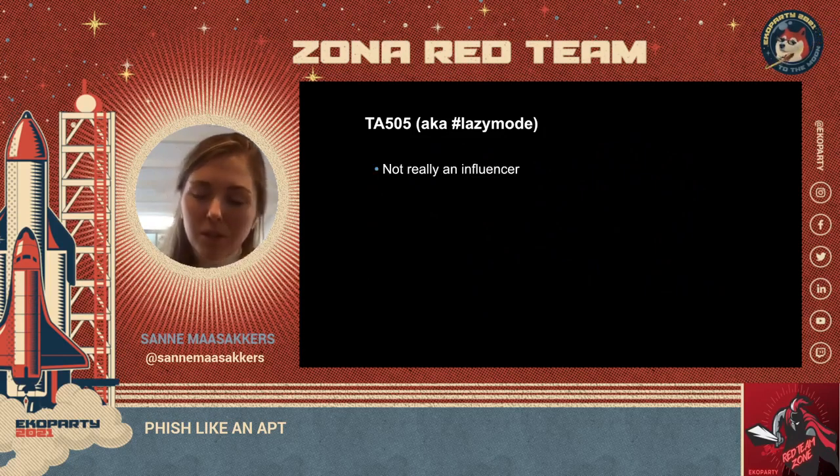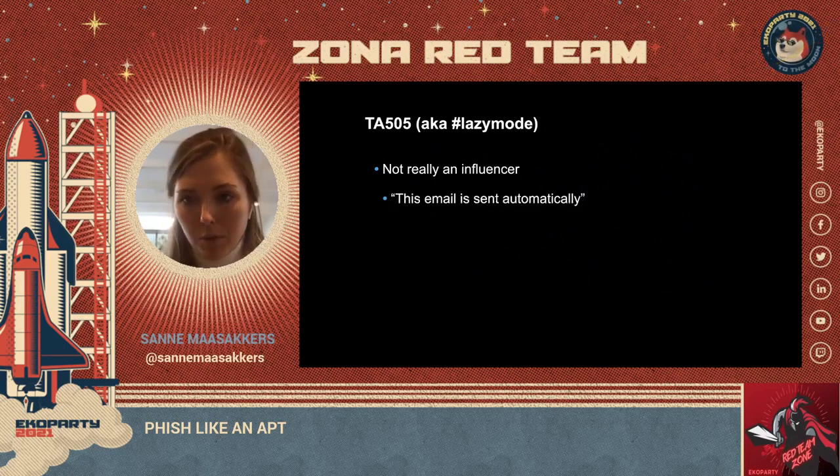I call them lazy group because they're not really an influencer. If you look at their emails, and there are a lot of emails from TA505, of course, it's not a real APT, it's a cybercrime group. So they send out a lot of emails to everyone to deploy ransomware, for example, and then ask for a lot of money. It's not really spear phishing, more like a spam campaign. They just send out a lot of emails and let's see who clicks. And everyone who clicks will give a lot of money to this group. And if not clicked, then we send out a lot of other emails.